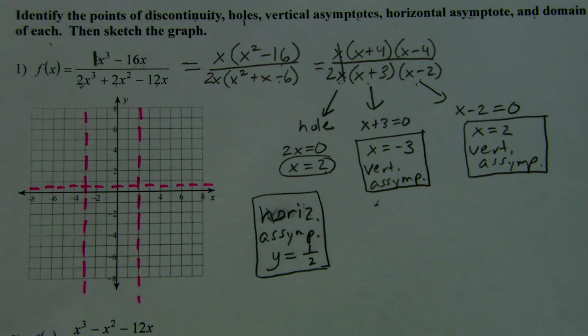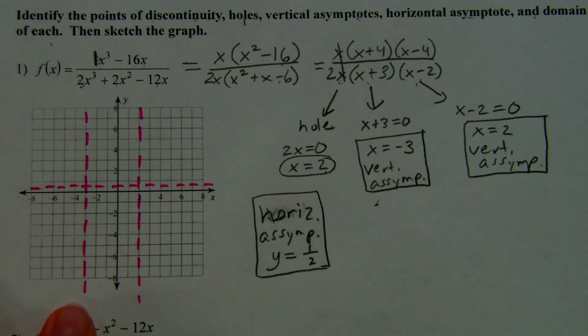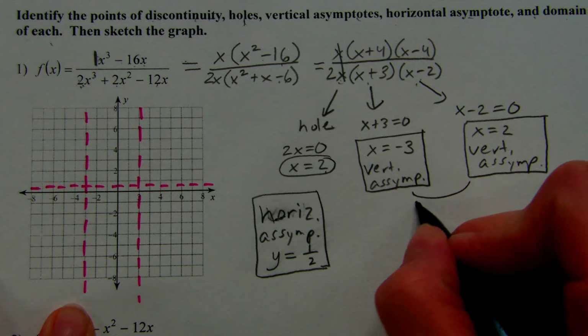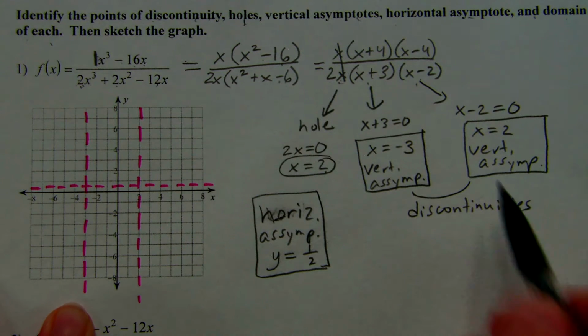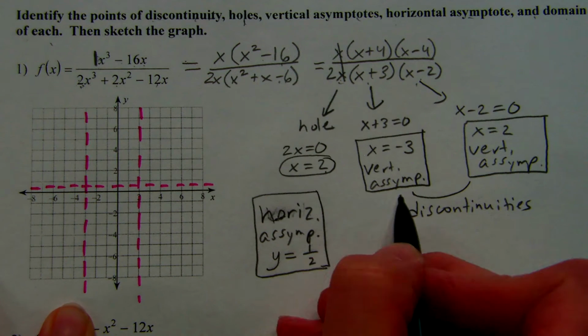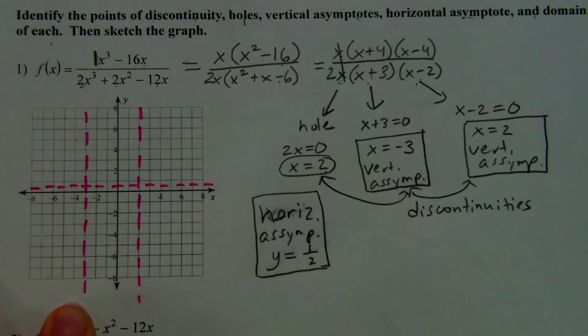All right, so at this point, we do know our points of discontinuity a little bit. We know the graph is going to have to jump over this and this. And so both of these are going to be discontinuities. And then your hole at x equals 2 is also included with that. All of these are discontinuities. Those are places where the graph is going to stop and then start on the other side. Holes and asymptotes are places where you're going to have discontinuities.